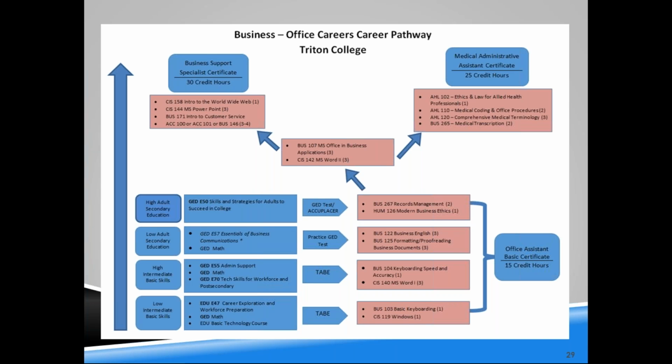From there they can ladder then into one of 2 advanced certificates, the Business Support Specialist Certificate, which is 30 credit hours, or the Medical Administrative Assistant Certificate, which is 25 credit hours. The box there in the middle, those are shared classes between the 2, and so they would take those and then the classes that are in whichever of these boxes that they choose to go with for the pathway.